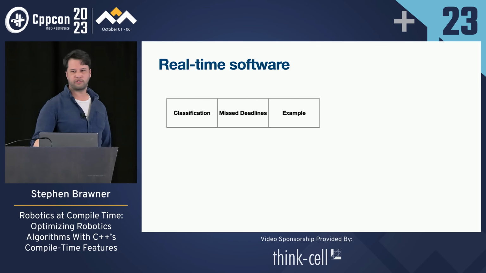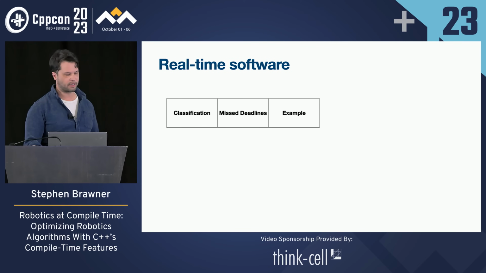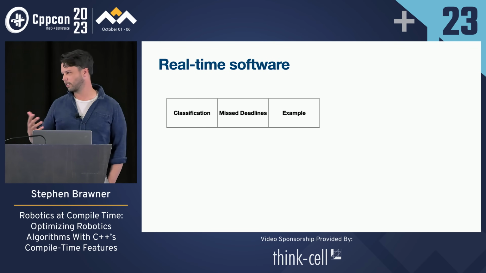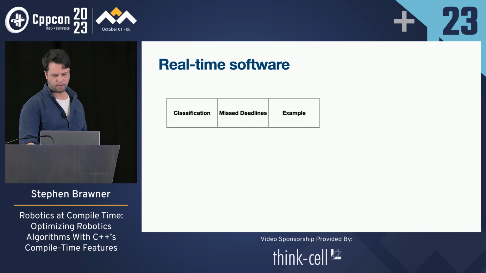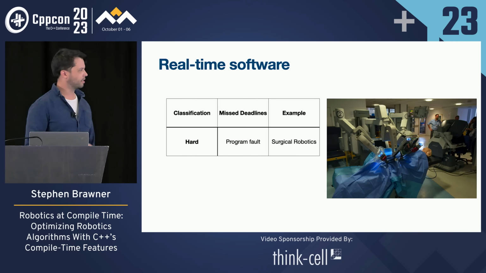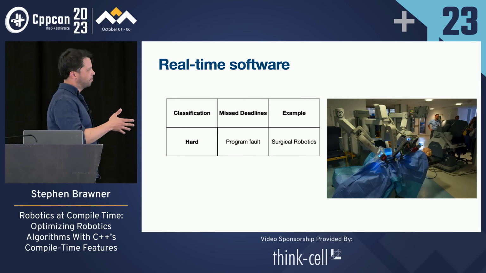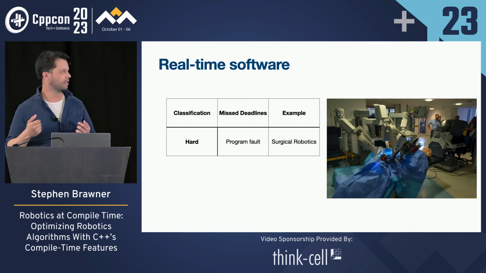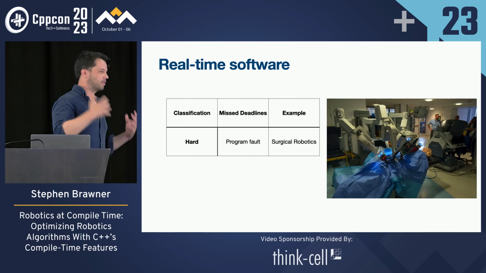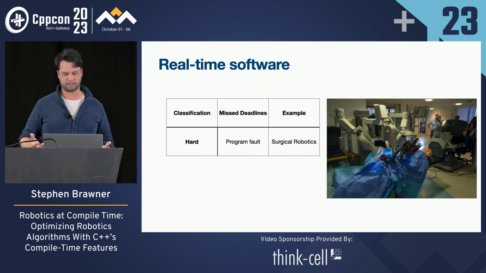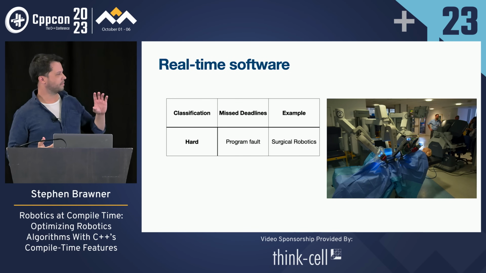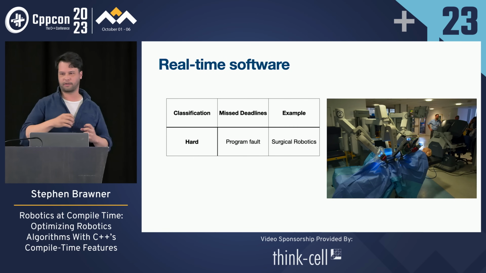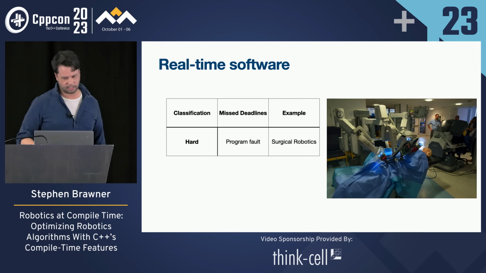There are three general classifications of real-time software. These are by no means strict classifications, because each organization and each project has its own requirements. But there is hard real-time, where if you miss a deadline in your timing, that's a program fault, the robot stops, it's a very catastrophic situation. Maybe emergency mechanisms have to be deployed to guarantee that your robot's not going to hurt somebody, in the surgical robotics case.